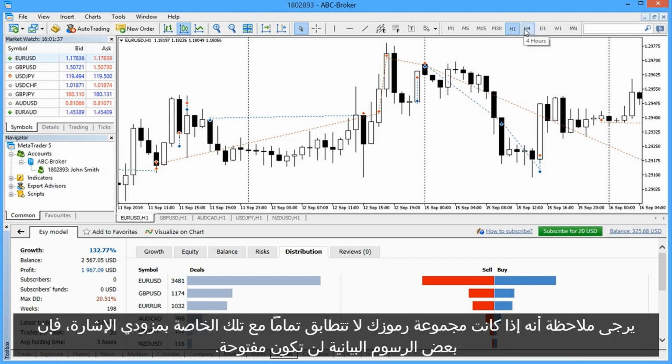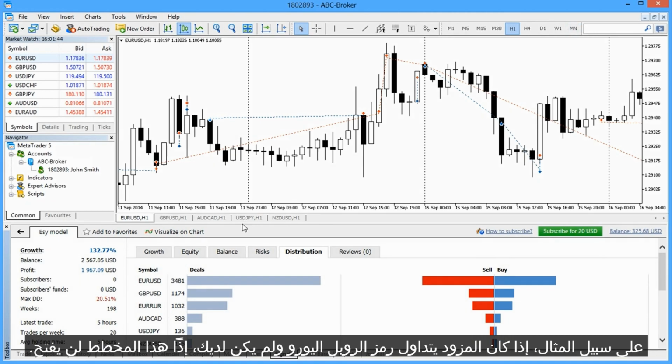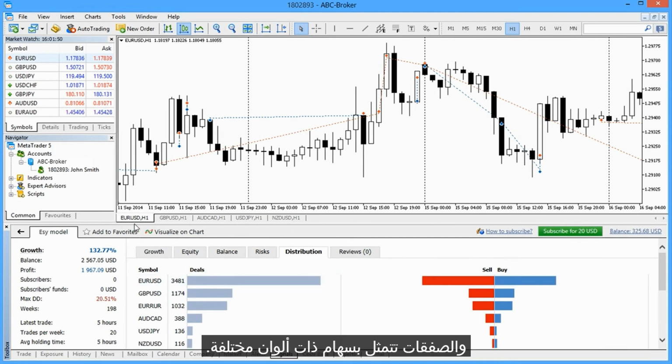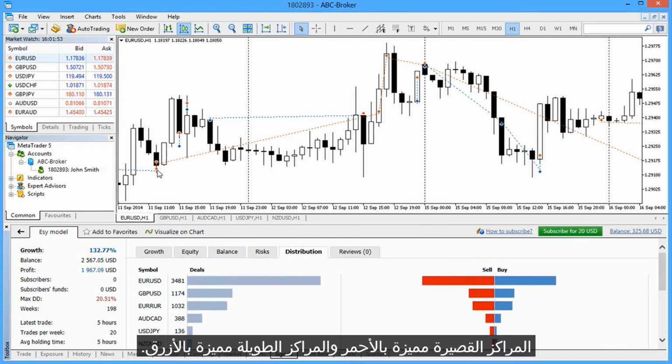Please note that if your set of symbols does not fully match that of the signal provider, some charts won't open. For instance, if the signal provider trades the euro ruble symbol and you don't have it, then this chart won't open. The deals are represented by arrows of different colors. Short positions are marked in red and long positions are marked in blue.